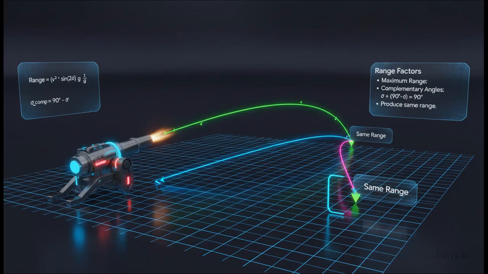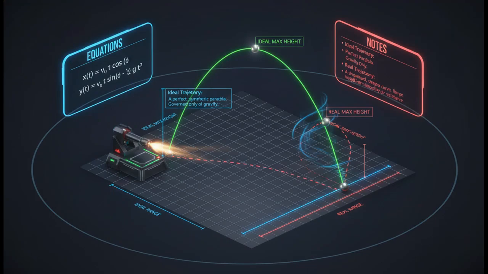Now why 45 degrees? Well, if you remember that range formula, it has a sine of 2 theta term in it. And from math class, you'll know the sine function hits its maximum value when its input is 90 degrees. So for the longest range, 2 theta has to equal 90, which means the launch angle, theta, must be 45 degrees. And here's another cool trick of the math. Complementary angles, ones that add up to 90, like 30 and 60 degrees, will give you the exact same range. Crazy, right? One will be a high looping arc, the other a low, fast one, but they'll land in the same spot.